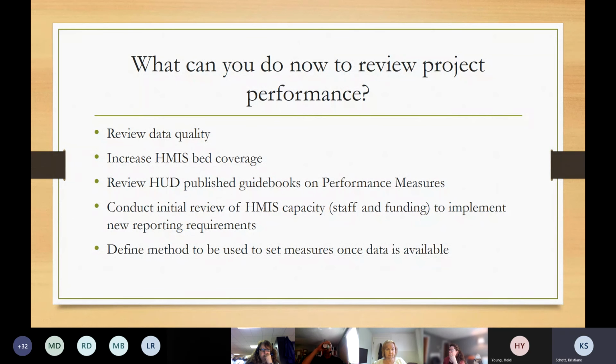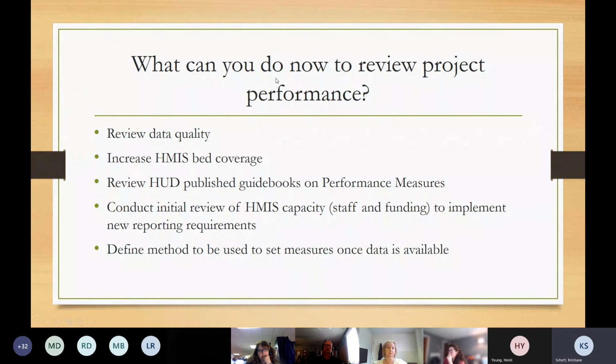They can review data quality for their projects. You can look at increasing your HMIS bed coverage, whether through CoC or non-CoC funded projects. You can review HUD published guidebooks on performance measures. Also conduct an initial review of HMIS capacity to ensure that you're meeting reporting requirements. Are you meeting the standard of entering data within 5 days per HMIS data standards within New Hampshire? And also really looking at defining a method to use and how you're reviewing data moving forward.